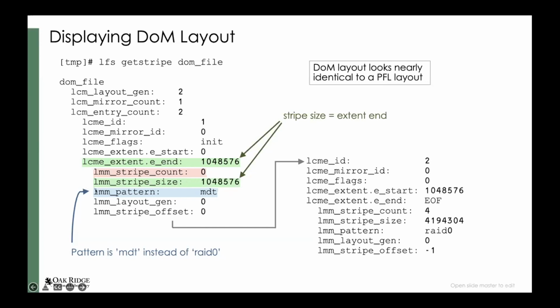And then the obvious thing that shows that this is a DOM file is if you look at the lmm_pattern field. For normal layouts, that would typically be RAID0. In this case, it would be MDT.